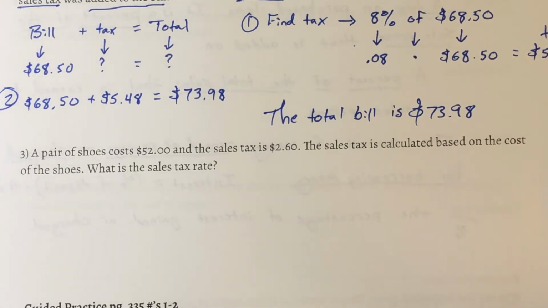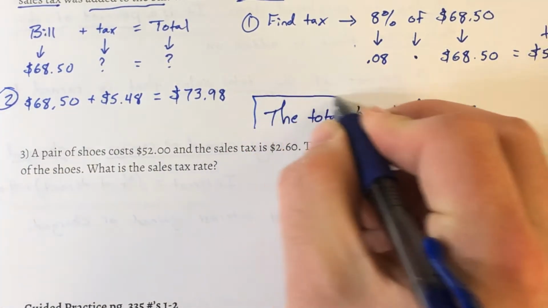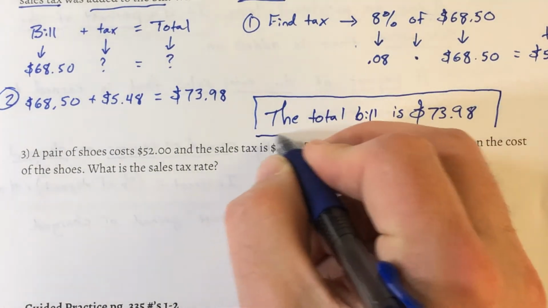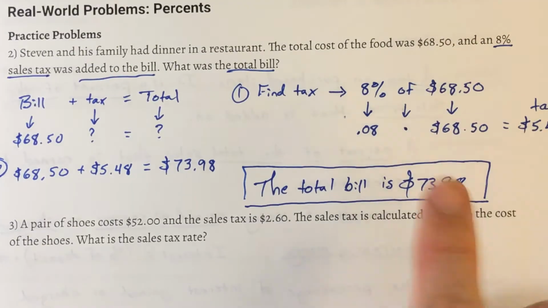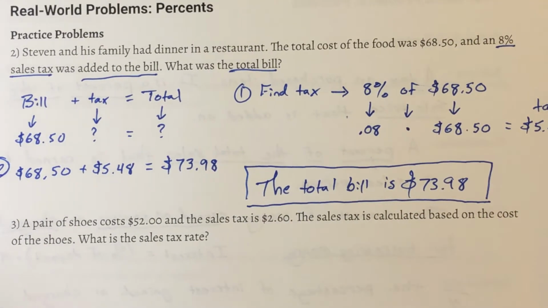But Stephen and his family need to consider if they're going to tip their waiter, so their bill might be actually more. They might want to find another percentage of that cost and then add that in addition.